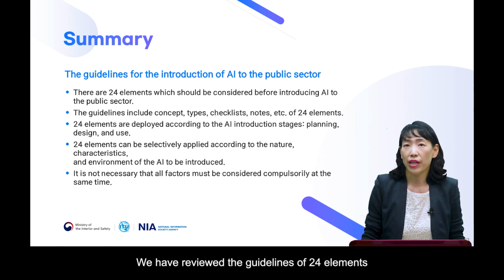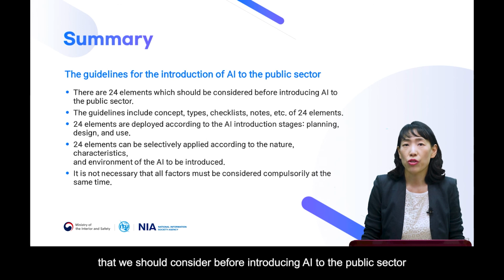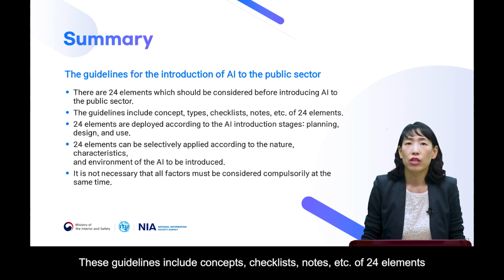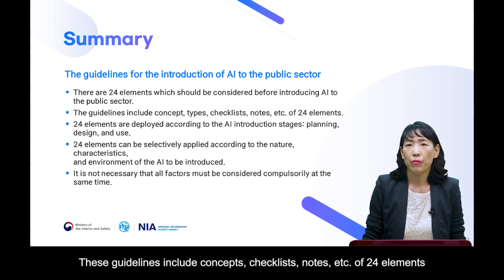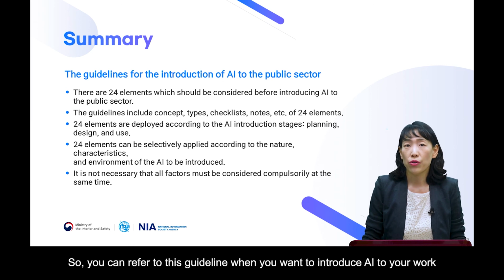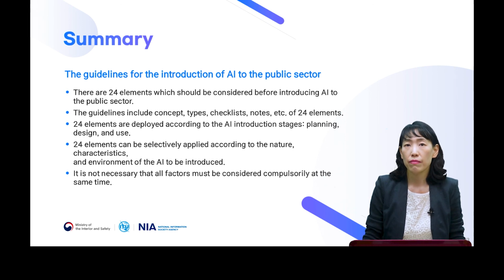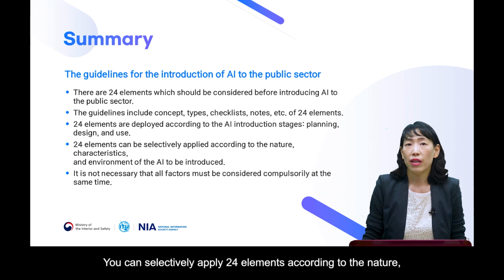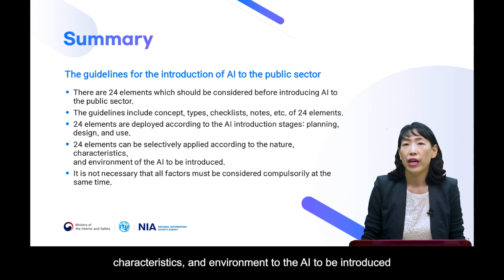We have reviewed the guidelines of 24 elements that we should consider before introducing AI to the public sector. These guidelines include concepts, checklists, notes, etc. of the 24 elements. So you can refer to this guideline when you want to introduce AI to your work. All factors are not necessary to be considered compulsorily at the same time. You can selectively apply the 24 elements according to the nature, characteristics, and environment of the AI to be introduced.